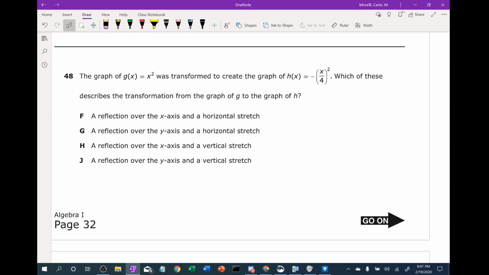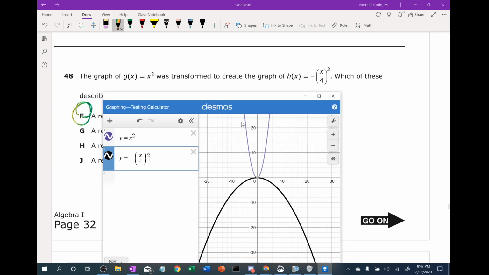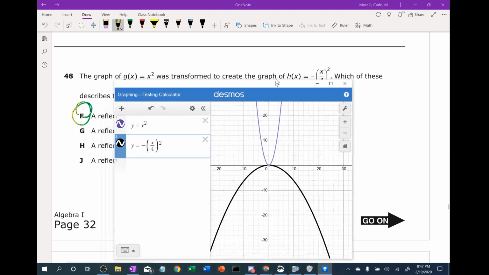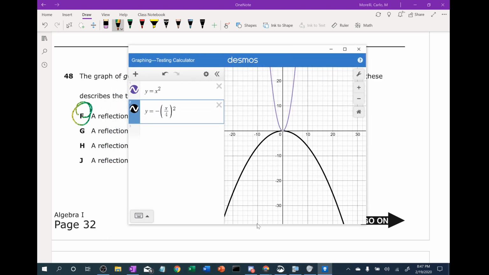So it's a reflection over the x-axis and a horizontal stretch, and for that reason, I'm going to choose letter F. We did it.